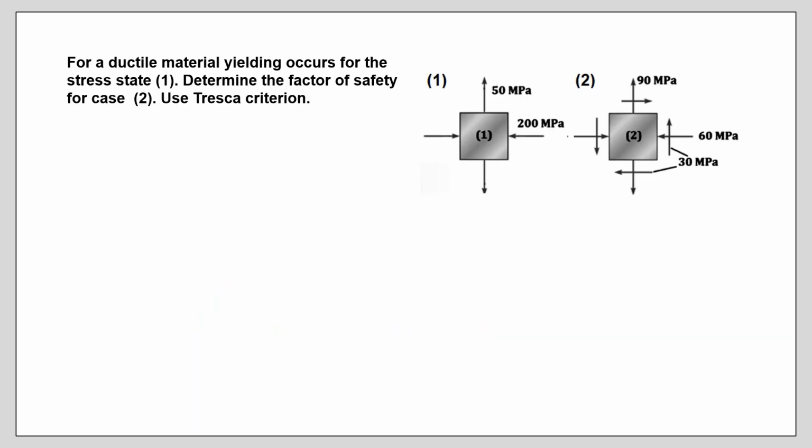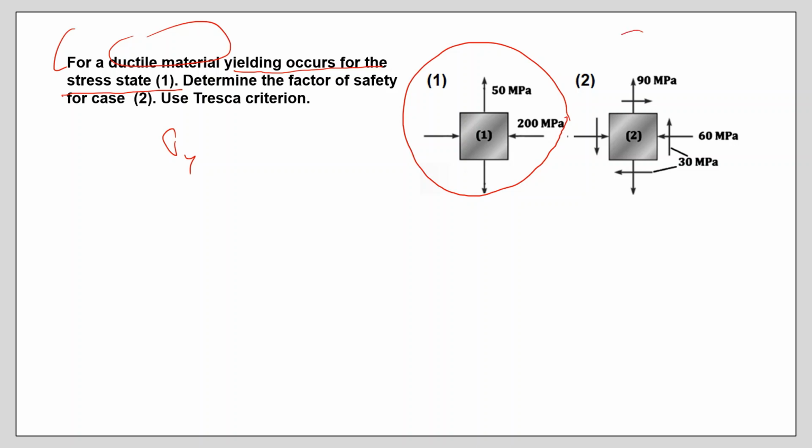In this video, we will solve failure criteria problems. First problem, we have a ductile material, and as you see, the yield strength of the material is not given, but it is known that yielding occurs for stress state 1. So for this loading, for this stress state, yielding occurs.